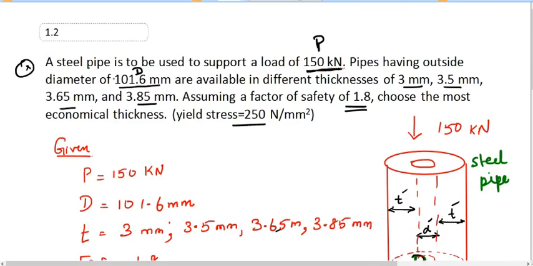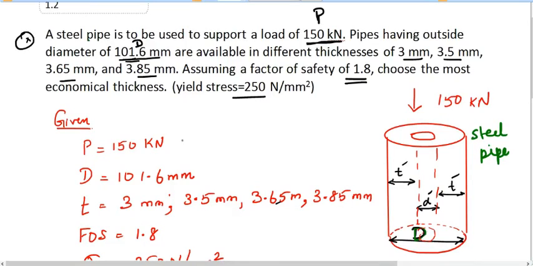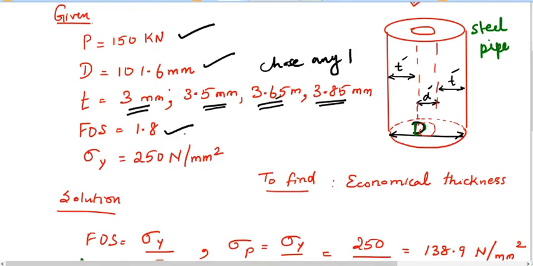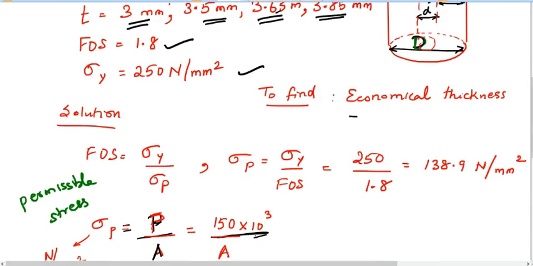The outside diameter is given. So four thicknesses are given. Out of this you have to choose the economical one. So the given force is 150 kilonewton, outside diameter is 101.6 mm. Four thicknesses are given: 3, 3.5 mm, 3.65 mm and 3.85 mm. You have to choose any one. The factor of safety is 1.8 and the yield stress is 250 Newton per mm square. We have to find the economical thickness.